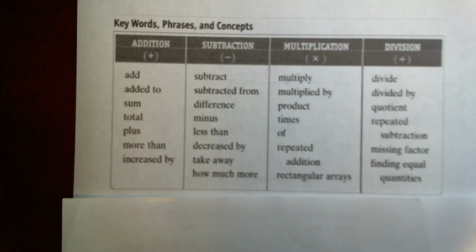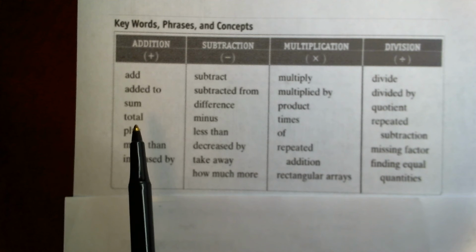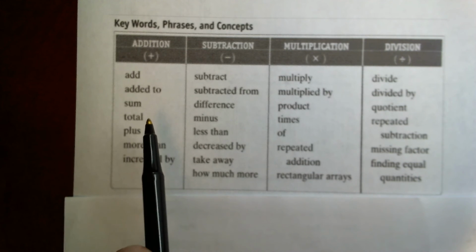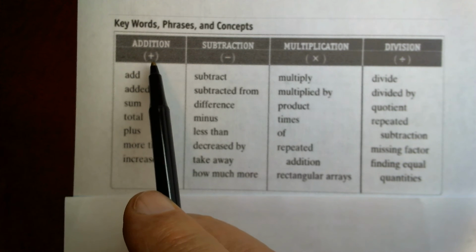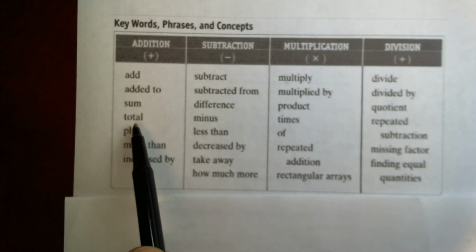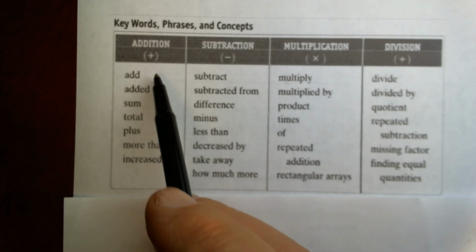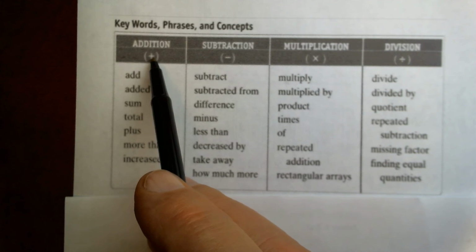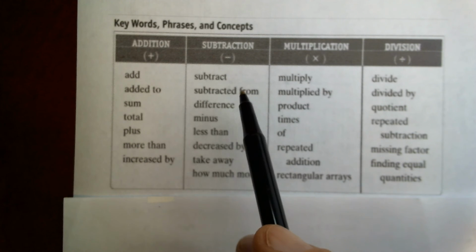The next part is really quite important, and that is how we translate the English language into mathematical symbols. For example, for addition, there are many different words. We can say to add or added to. The word sum could come up, or total, plus, more than, or increased by. All of this refers to addition. Okay, so it's about 6-7 different ways to phrase that.